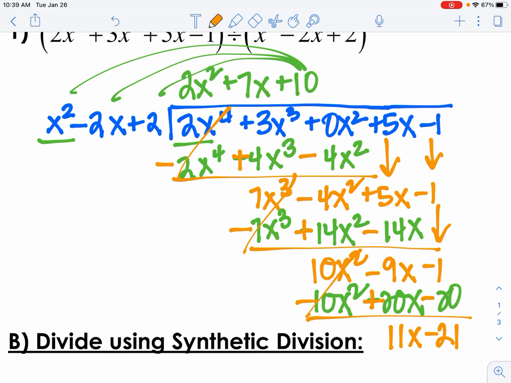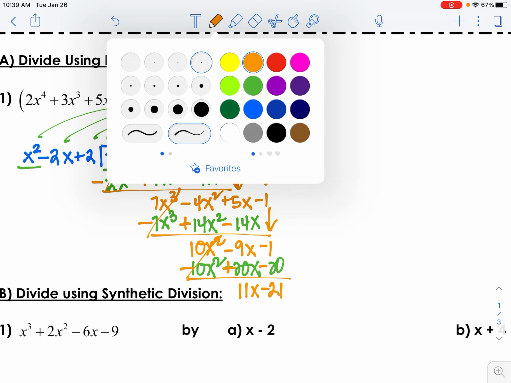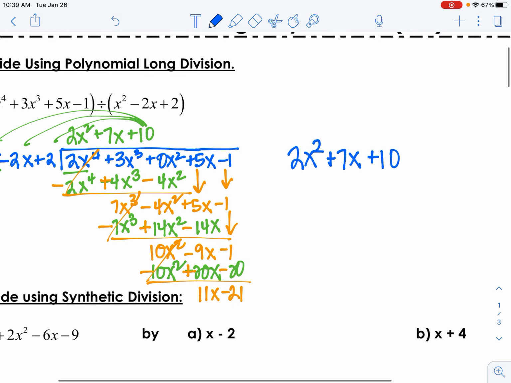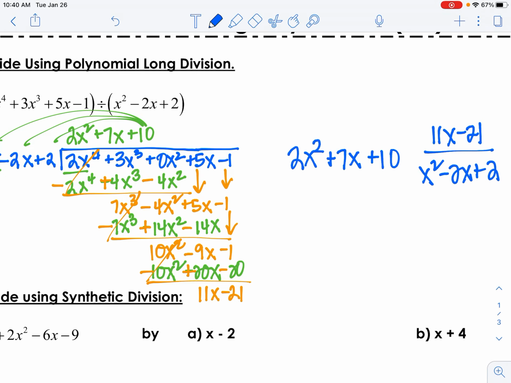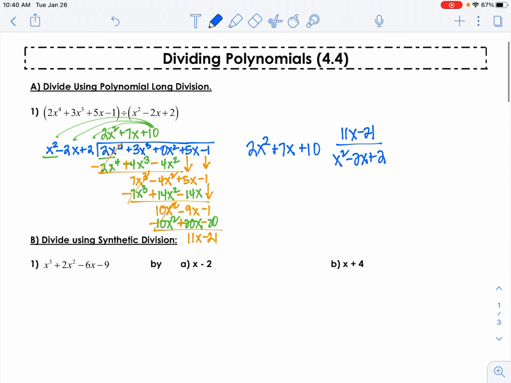Now, x squared could never multiply to be 11x, so that's sort of how we know we're done. Our answer here would be what we wrote on top, 2x squared plus 7x plus 10, with a remainder of 11x minus 21 over that original x squared minus 2x plus 2. Okay, and so that's the process we're going to use as we do long division.